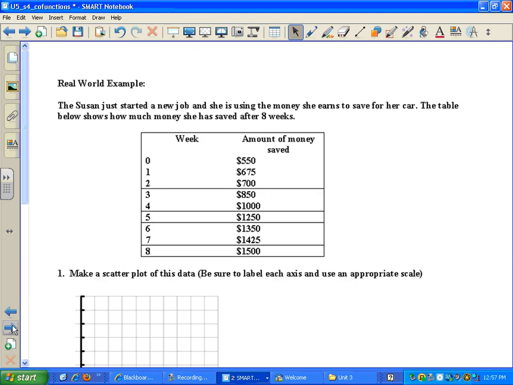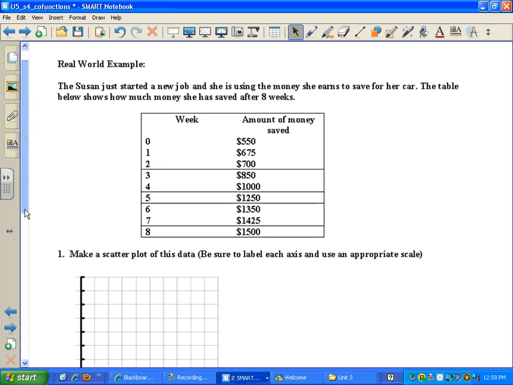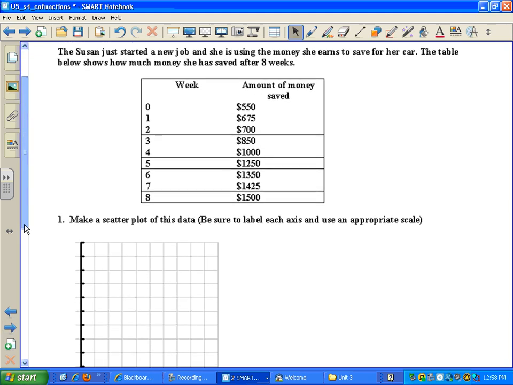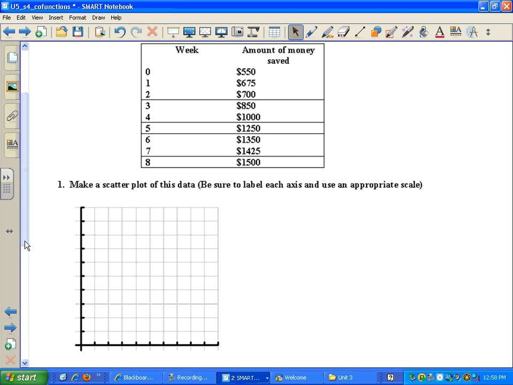Susan just started a new job, and she is using the money she earns to save for a car. The table below shows how much money she has saved after 8 weeks. So week 0, she has 550, meaning that's how much she started with. Week 1, 675, and so on. So the very first thing we want to do, so you're going to follow along and do this in your notes, is we want to go ahead and make a scatter plot of this data.